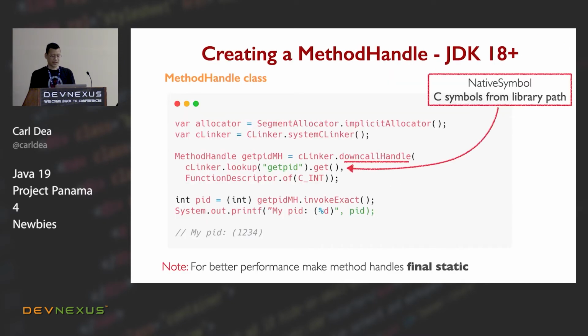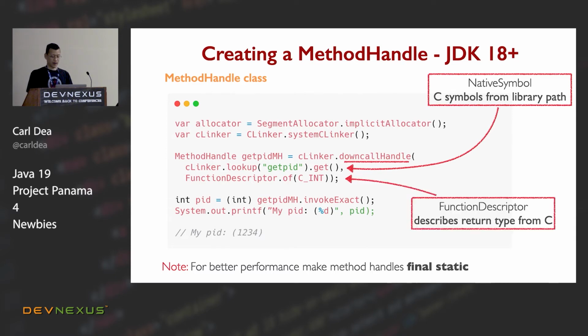There's a get method on that lookup, and it returns an actual native symbol class, or an instance of it. They're going to probably change that. They don't like the naming of it. So when it goes into the preview release, it may not be called native symbol anymore. But here's the idea of how things are done currently with the API.